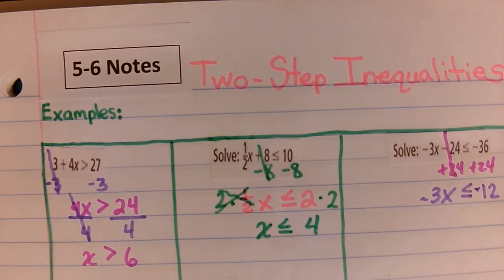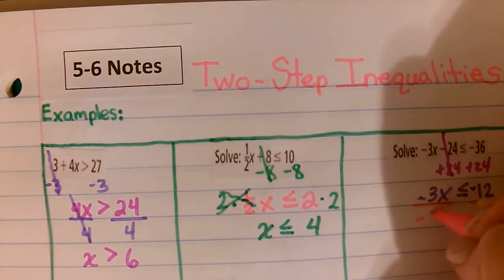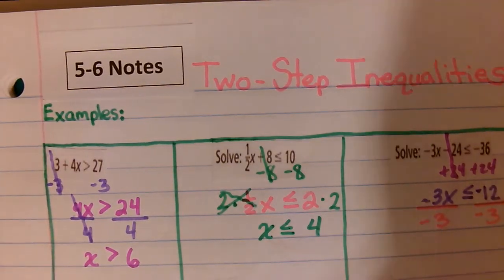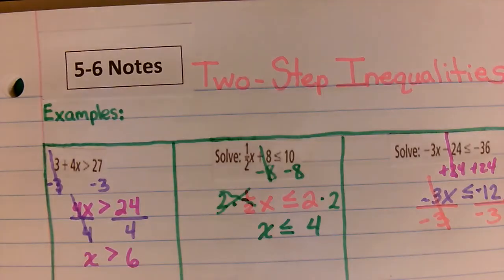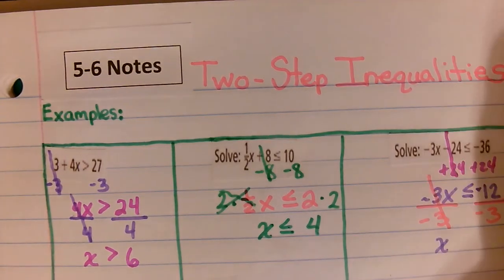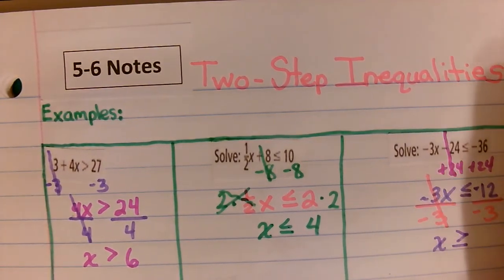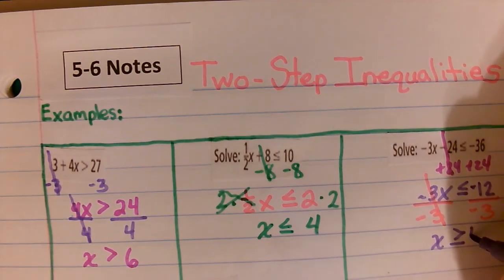Next step, we have negative 3x less than or equal to negative 12, and we are going to divide both sides by negative 3. Fraction bar under each side, you have negative 3 and negative 3 here. These cancel out. You bring down your x. Because we divided both sides by a negative number, you flip the sign. And negative 12 divided by negative 3 is a positive 4.